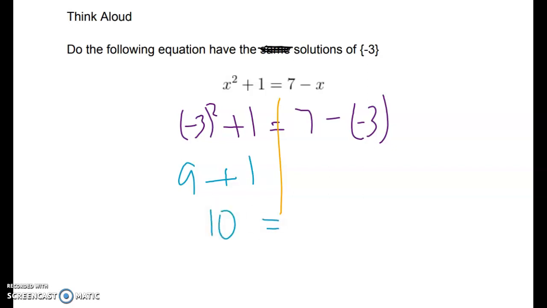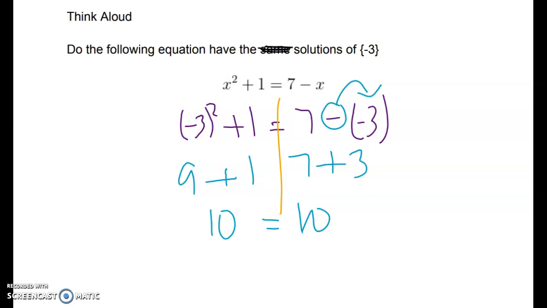Now let's look at the right-hand side. So I do have this 7. It drops down. I have -3 in parentheses, and I also have this negative on the outside. I need to distribute it in. A negative times a negative will always give me a positive 3. Now on this other side, I have 7 plus 3, which will give me 10.